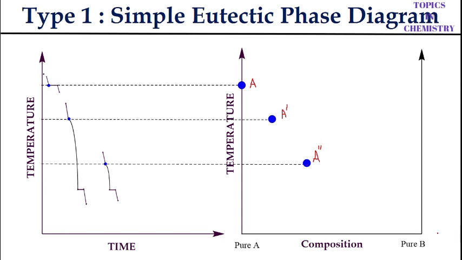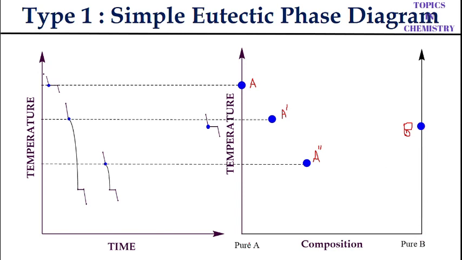Now consider pure B. On this side the pure B is given. This is the melting point of pure B. Suppose this point's name is capital B. So now what do I have to do? This is for pure B.